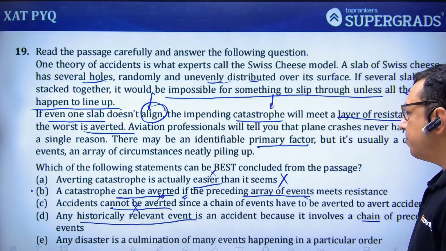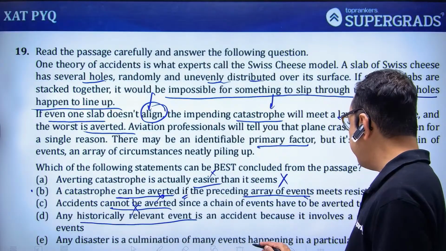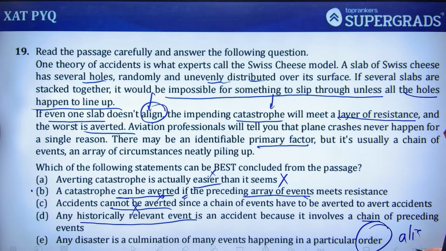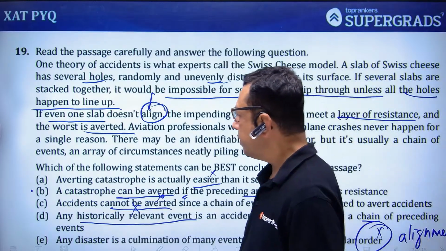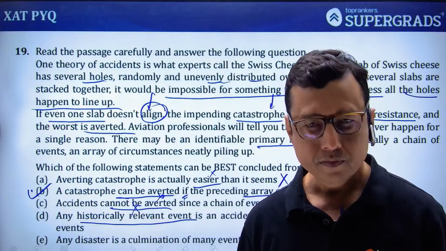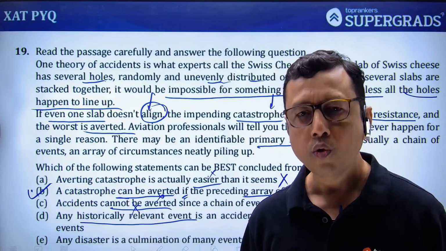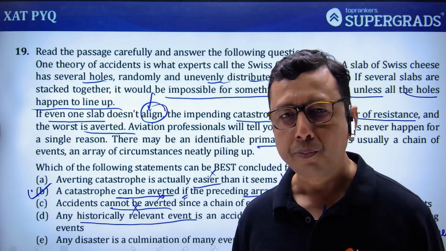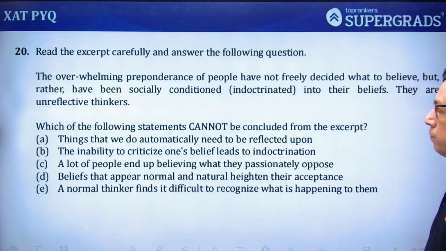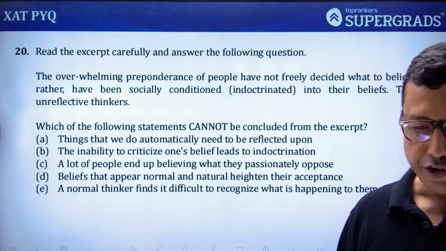Okay. Any disaster is a culmination of many events happening in a particular order. No, the passage talks about alignment, not order. This is straight away gone, right? So we're left with only one correct option, B. This is how you properly eliminate the options. Okay, great. Let's look at the next question, 20.